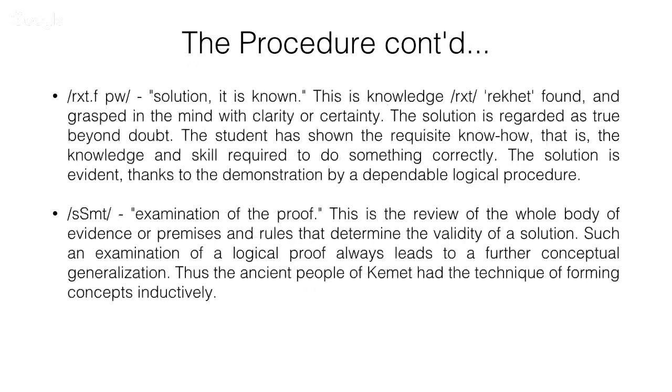Next. Now we have Raket F Pu, which means solution, or literally saying it is known. All right. This is knowledge, which is Raket, found, and grasped in the mind with clarity and certainty. The solution is regarded as true beyond doubt. The student has shown the requisite know-how, that is, the knowledge and skill required to do something correctly. The solution is evident thanks to the demonstration by a dependable logical procedure. So remember, all of these different steps roll right into one another.